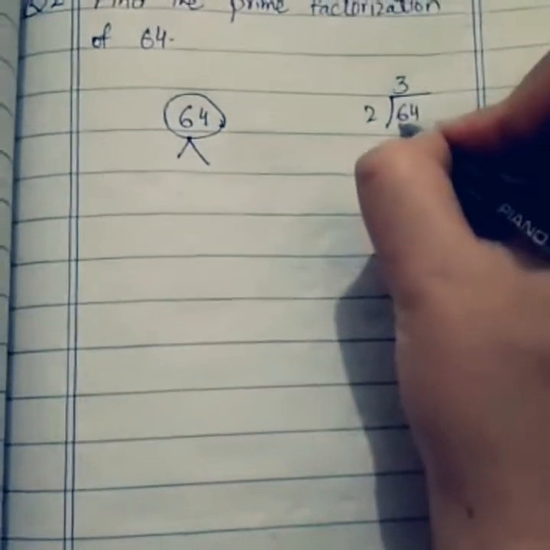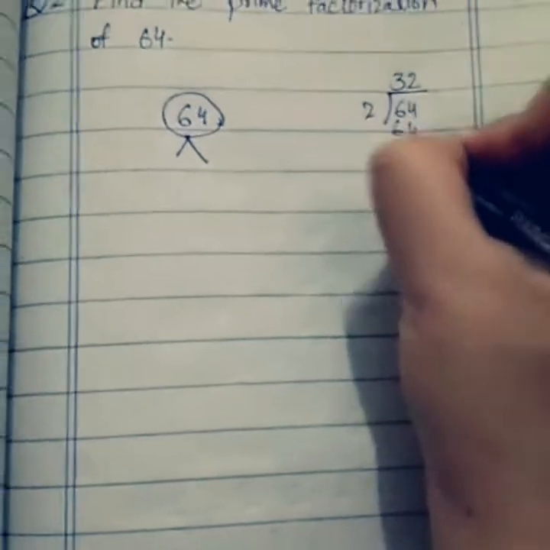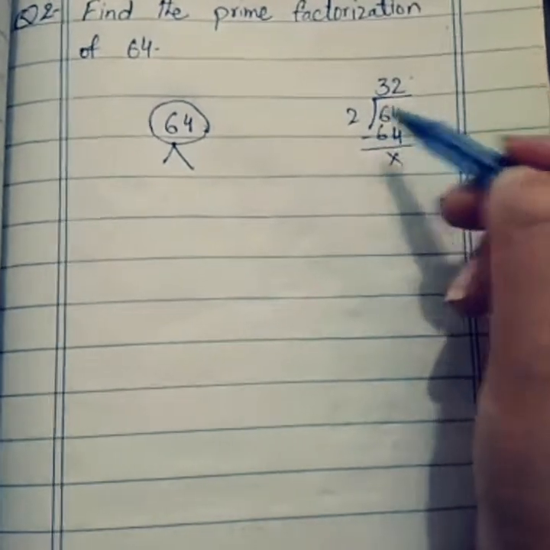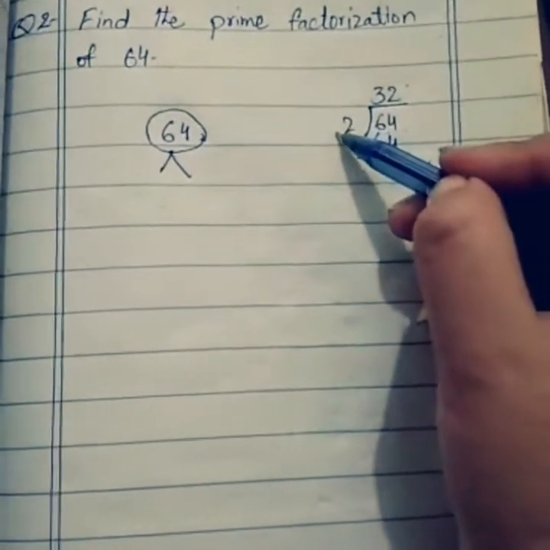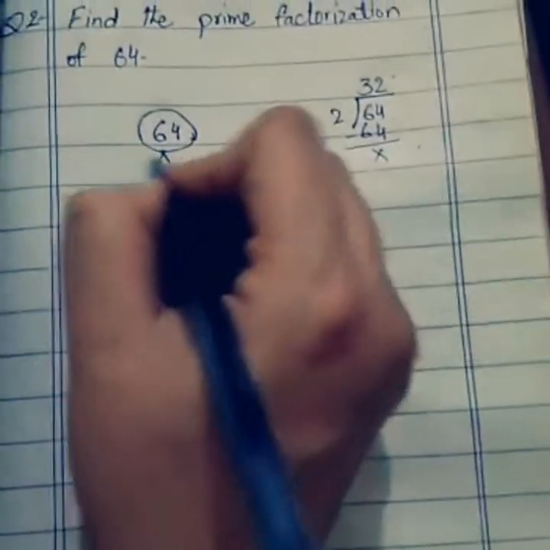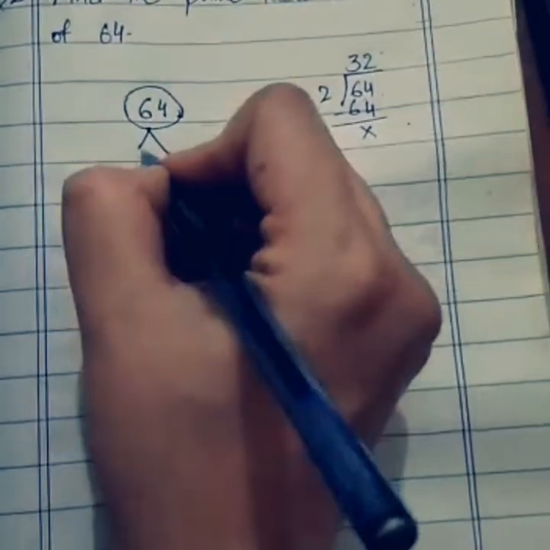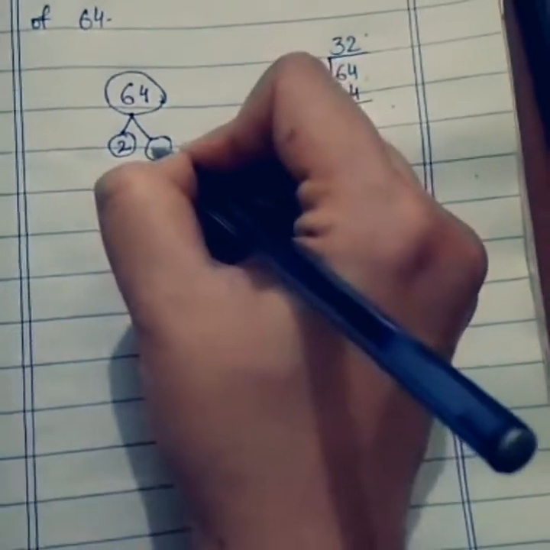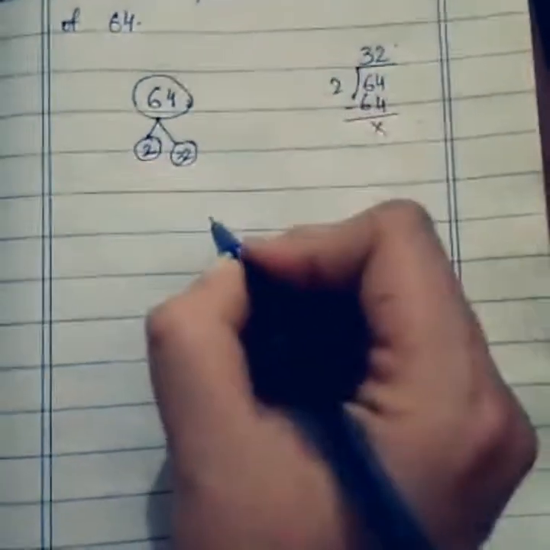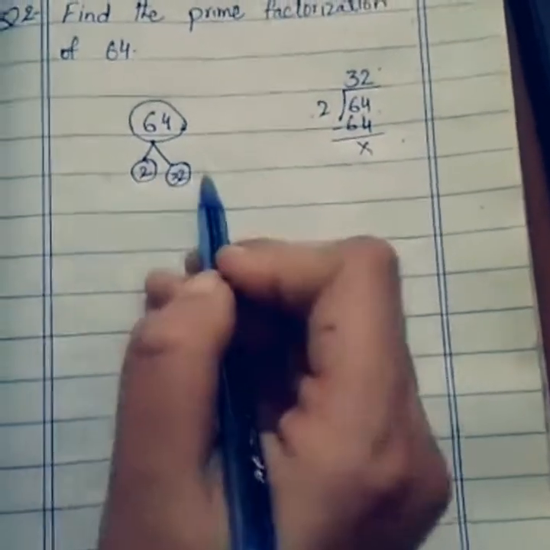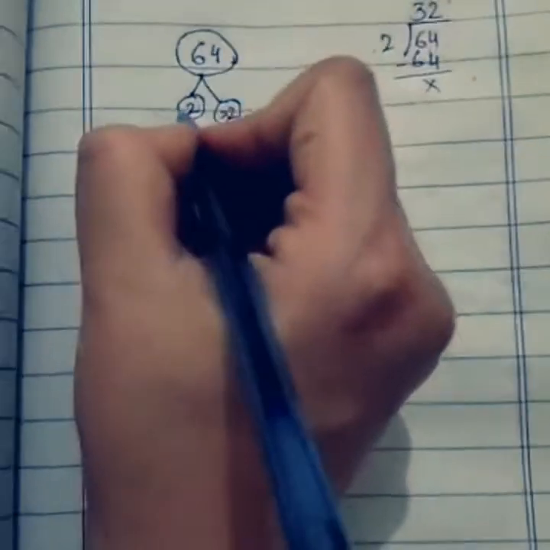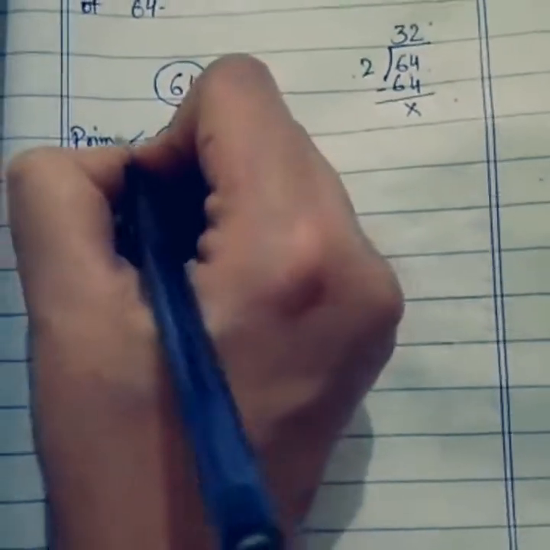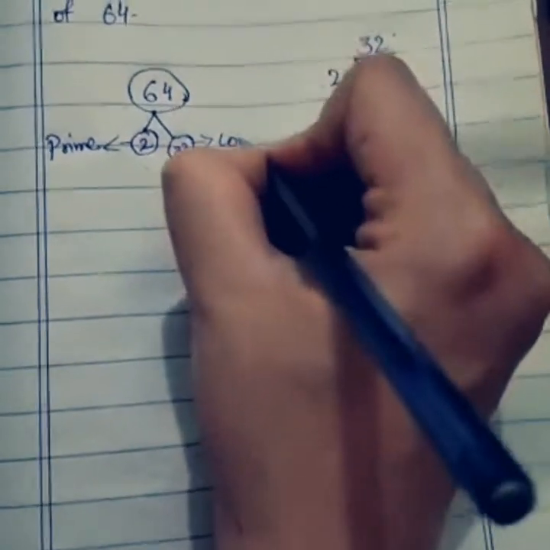2 threes are 6, 2 twos are 4. You can see no remainder is left, so it means 64 can be divided by 2. How many times does 2 go into 64 in the table of 2? 32 times. So 2 times 32 is equal to 64. You can see we got a prime number and a composite number. That is our prime number, and that is our composite number.